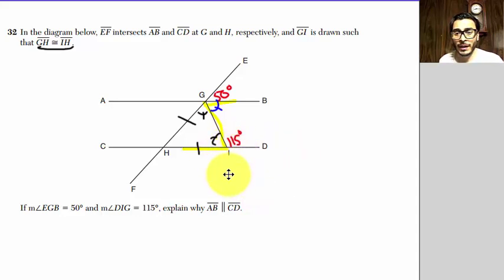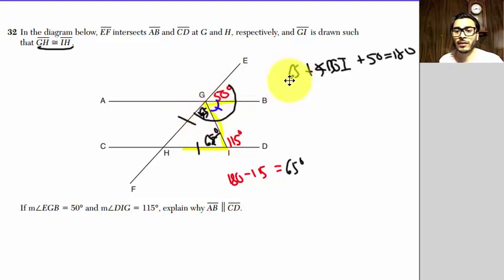So 180 take away 115 is going to give us the measurement of this angle right over here. 180 take away 115 is 65. So we get 65 here. And if that's 65, that means this guy's 65 also, because these two are equal. Now these three angles here have to add up to 180, right? Because the angles that form a line must add up to 180. So we got 65 plus BGI plus 50 equals 180. 65 plus 50 is 115.